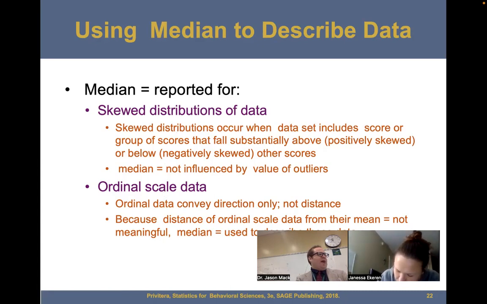Because the distance from the average wouldn't make any sense if we're talking about an ordinal scale. We have a worksheet where we're going to walk through this, by the way. And then I'm going to walk you through the answers as to why we do those that way.